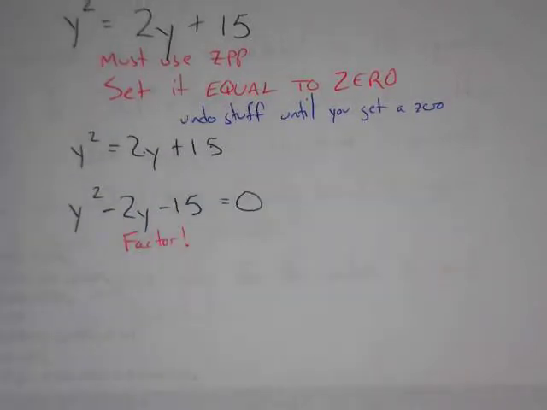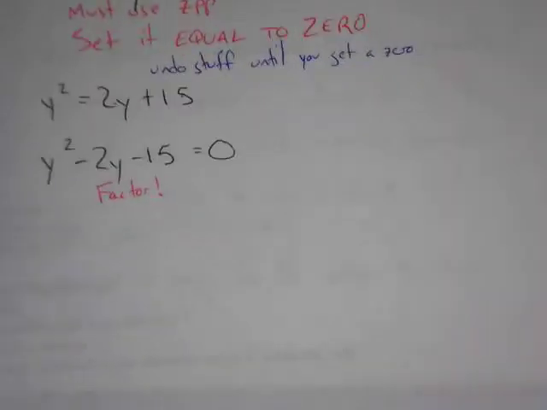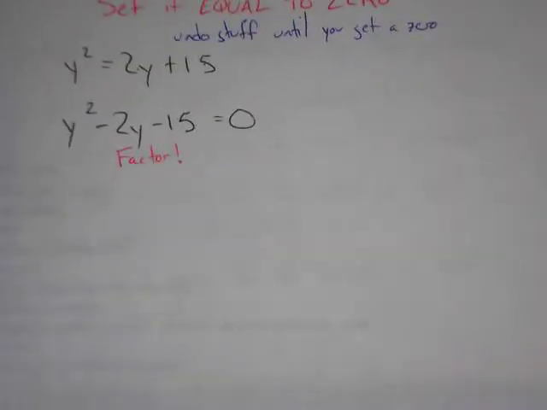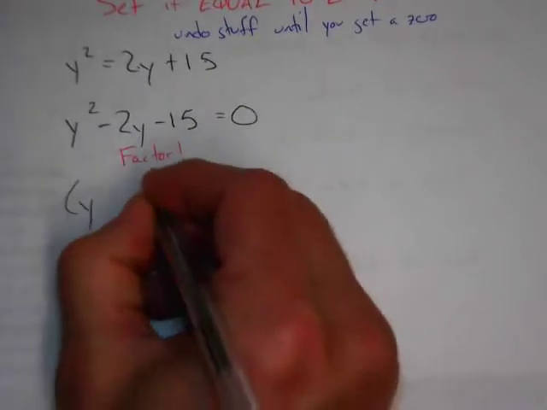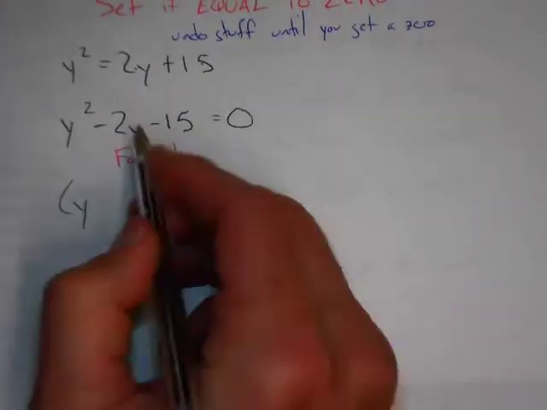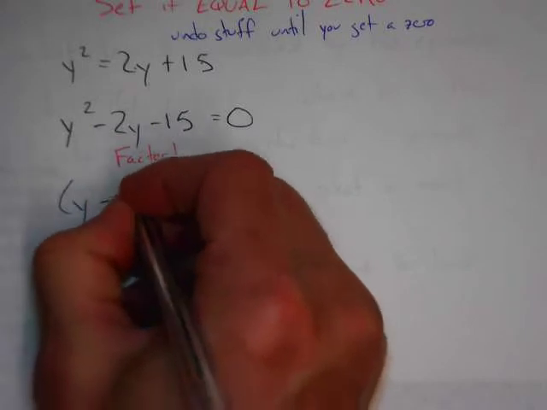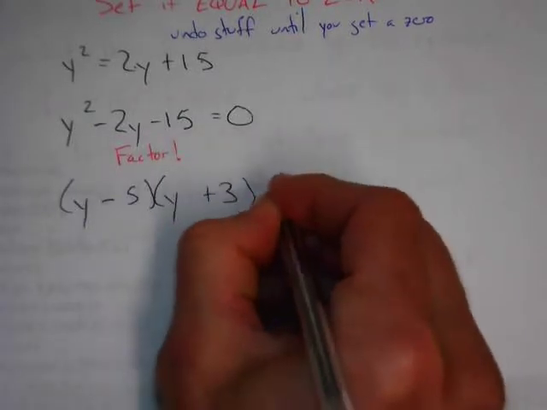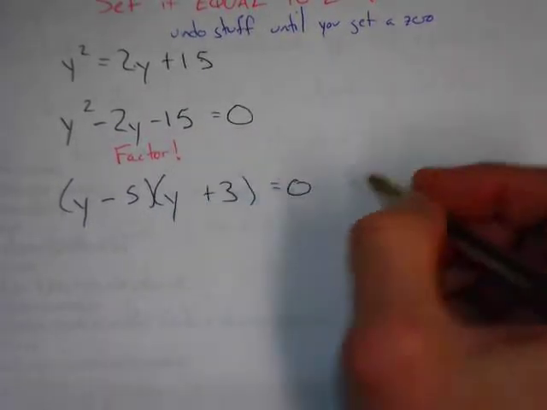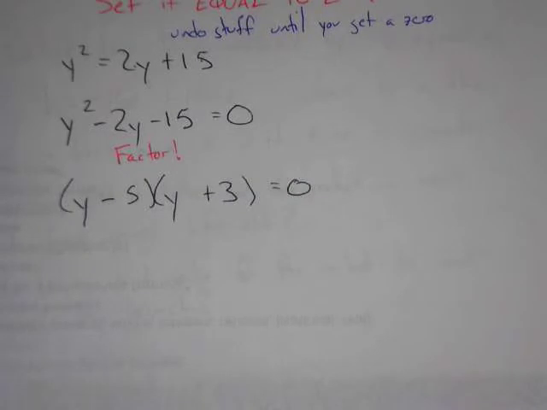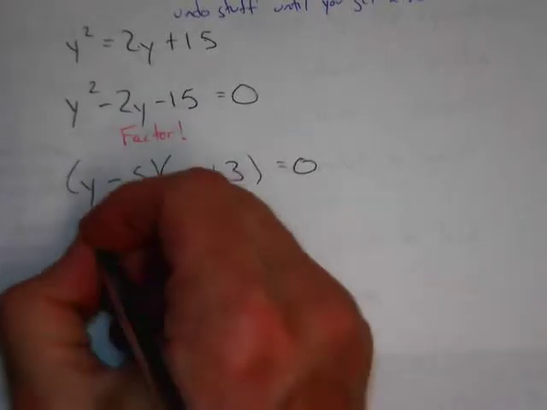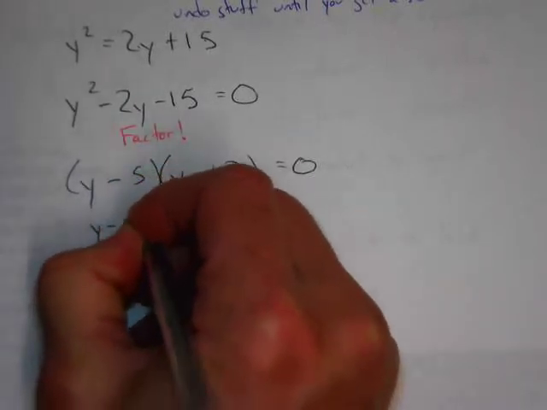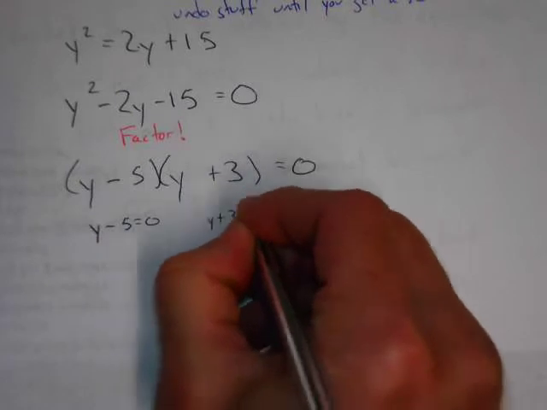All right, we have y squared minus 2y minus 15, totally factorable. Okay, so you use x factor, factor by grouping, mental math. I'm going to use mental math. Two factors that multiply to negative 15 but add to negative 2: negative 5, positive 3. And all of that is equal to 0. Okay, and if that's equal to 0, well, I can now use the zero product property. All right, so I have y minus 5 equals 0, or y plus 3 equals 0.